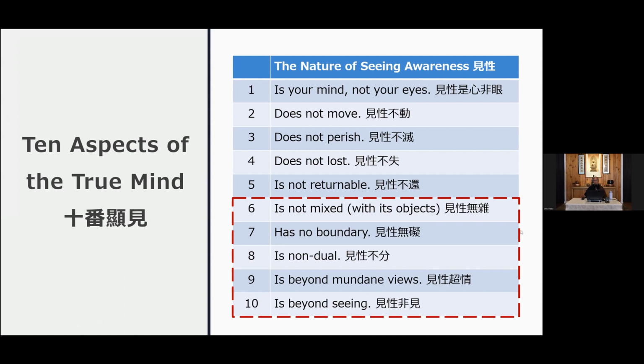Okay, so anyway, there are 5 aspects we explained in the last talk. And today I'm going to continue with the 6th to 10th, which are: the nature of seeing awareness is not mixed with the object, it has no boundary, it is not non-dual, and it is beyond mundane views and beyond seeing.